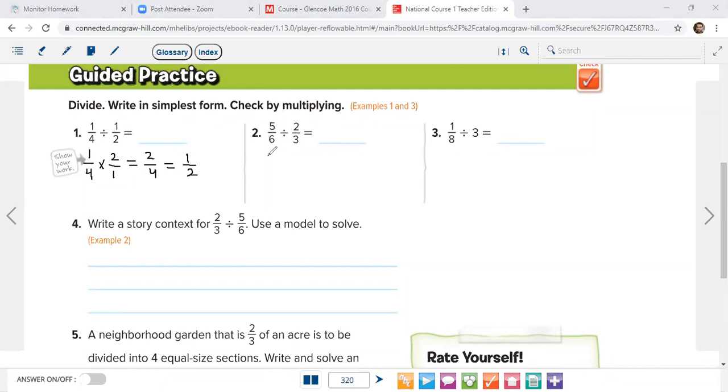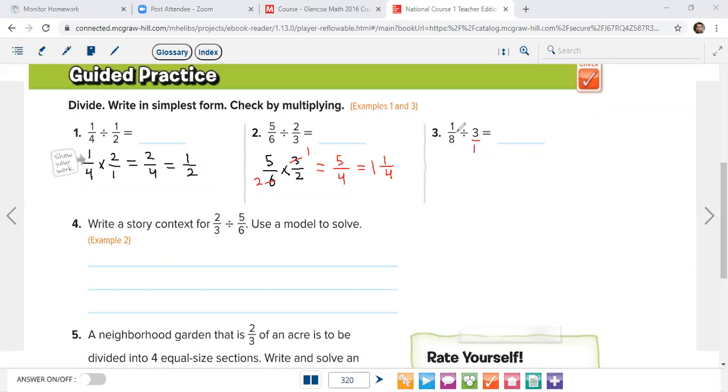5 over 6 stays the same. Division will be multiplication. 2 over 3 will be 3 over 2. We can use cancellation or normal multiplication. Divide by 3 is 1, divide by 3 is 2. So this is gonna be 5 over 4. And 5 over 4 is like 1 and 1 over 4.